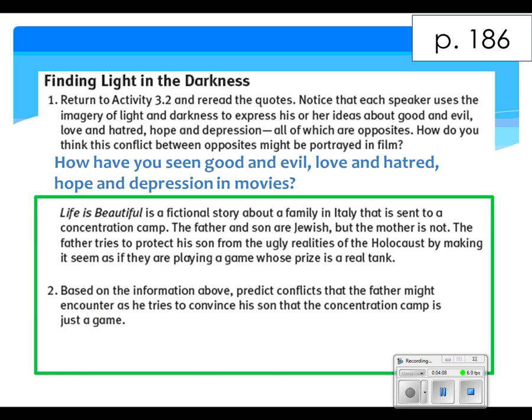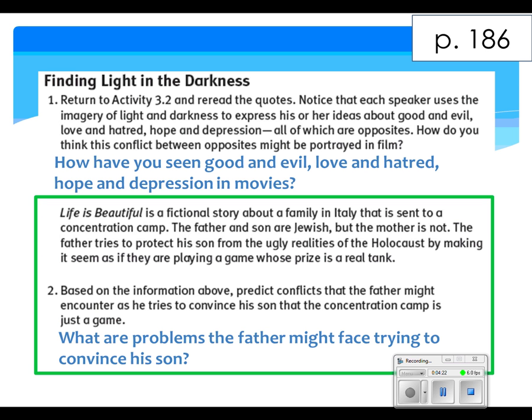Okay, so we've got this family of 3 members, and the father and son are going to be pulled into a concentration camp, and the dad's essentially protecting his son from the reality. So that brings us to this second step, and this question. Could you read that second blue question for us, Grant? What are problems the father might face trying to explain? What could happen that could spoil his plan?